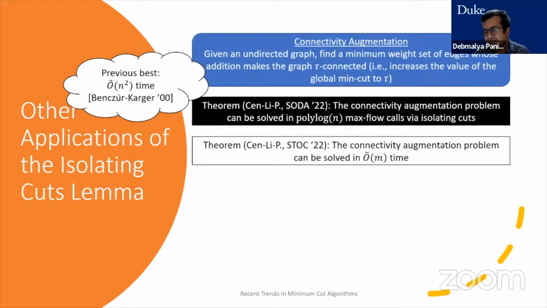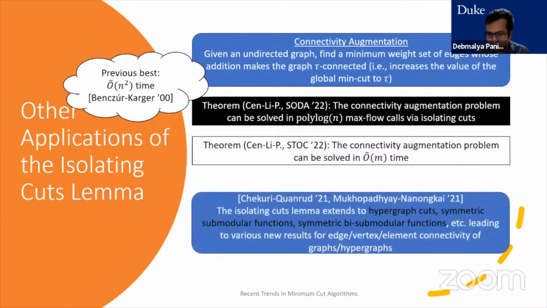Okay, so this doesn't use isolating cuts. Of course, one limitation of isolating cuts is that it uses max flows, so it can't go beyond max flow time. So this uses a very different set of techniques. Not going to be talking about that, but I wanted to mention that this is one problem where you can apply isolating cuts that gives you some new results, but you can do something that's even better.